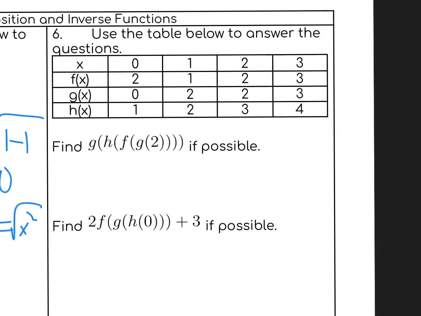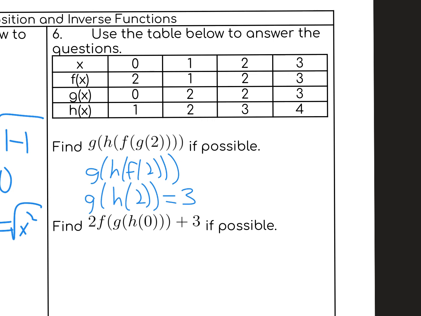Use the table below to answer the questions. Okay, so this looks scary, but let's see. G of 2 is 2. So that's g of h of f of 2. F of 2 is also 2. G of h of 2. H of 2 is 3. If you're confused here, I'll help.